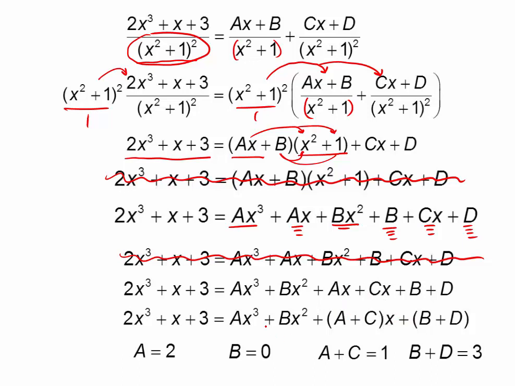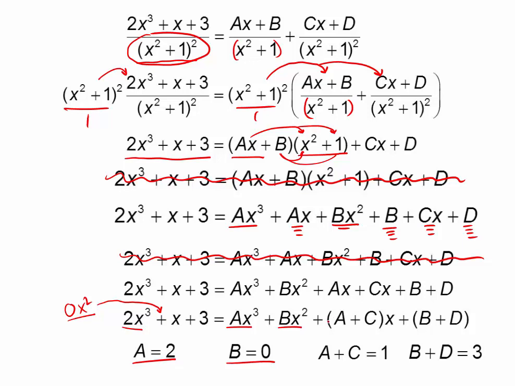So now let's look. If this is going to be true, ax cubed has got to be equal to 2x cubed. Well, that tells me right off the bat that a is 2. Let's see. I don't have any x squared terms here, so I want to think of this as 0x squared in there. I have a 0x squared in there. So that tells me then, if this is going to be true, bx squared has to be equal to 0x squared, which tells me then that b is 0.